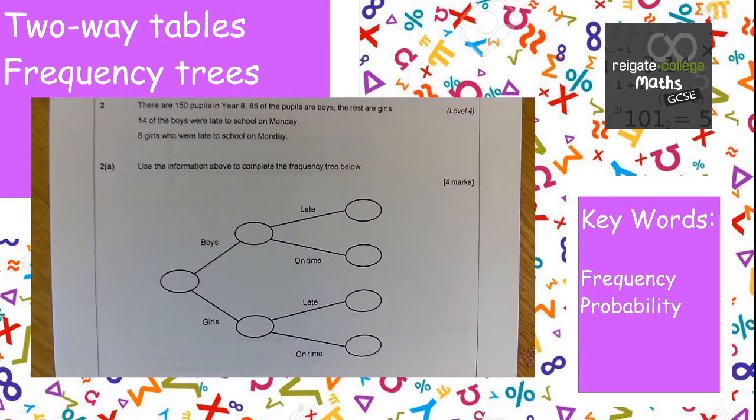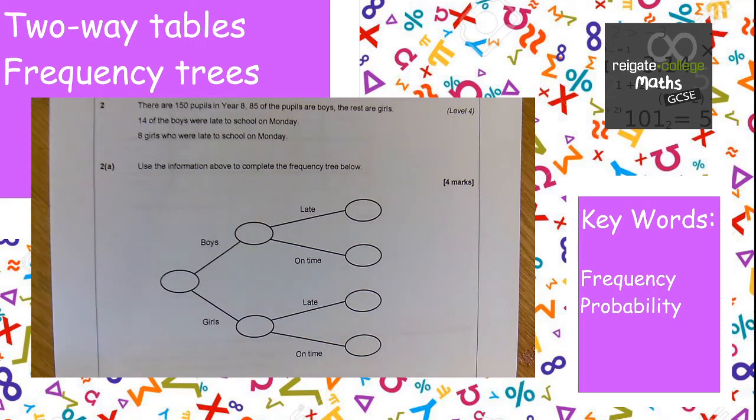I use a frequency tree in the same way as I use a two-way table. The biggest difference between the two methods is that on a frequency tree I don't have the opportunity to write my totals in quite the same way as I would in a two-way table. If you have a question to be answered by a frequency tree, you will always have enough information given to populate the tree and then calculate the missing spaces.